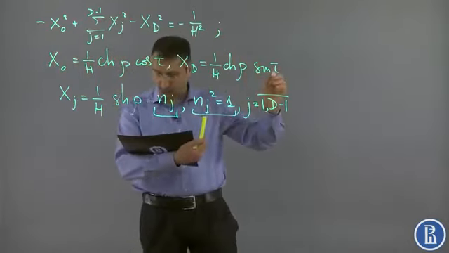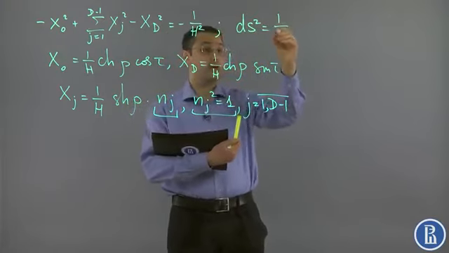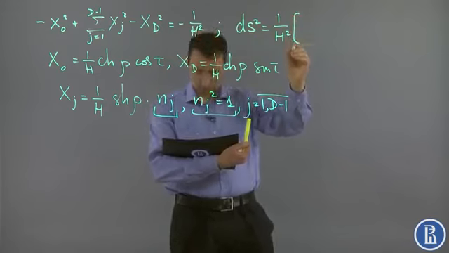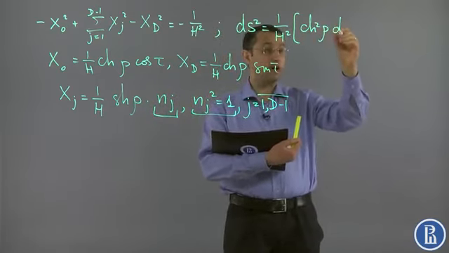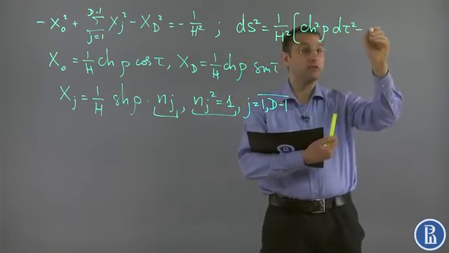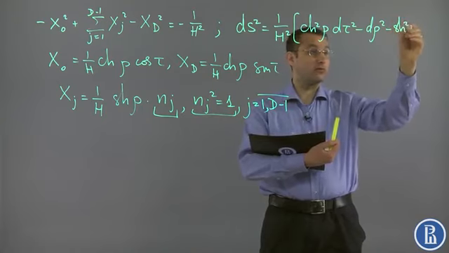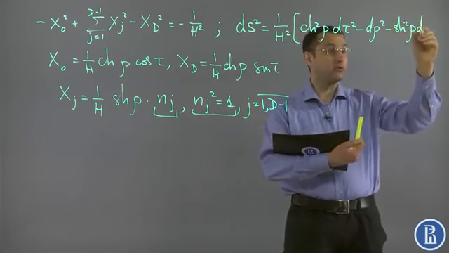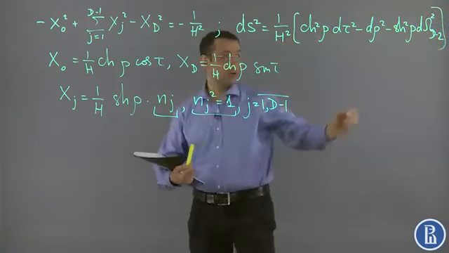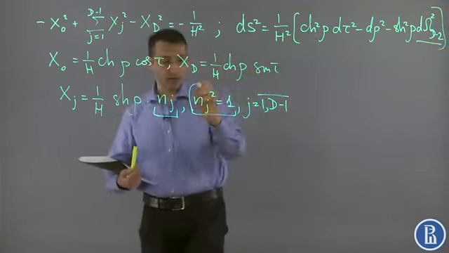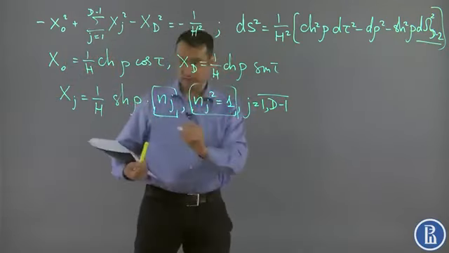the induced metric in anti-de Sitter space, which has the following form: 1 over h squared, hyperbolic cosine squared of rho d tau squared minus d rho squared minus hyperbolic sine squared of rho d omega_{d-2} squared, where the coordinates on this sphere are given by this.